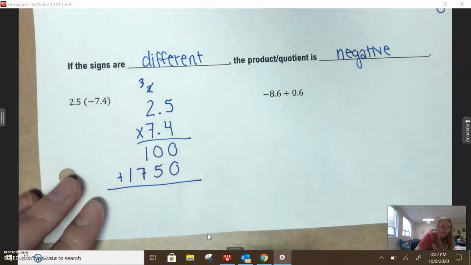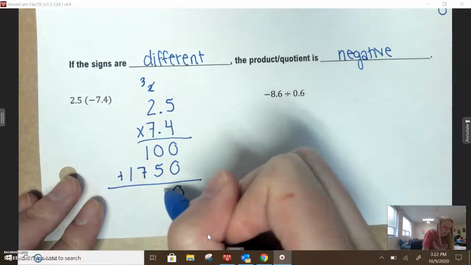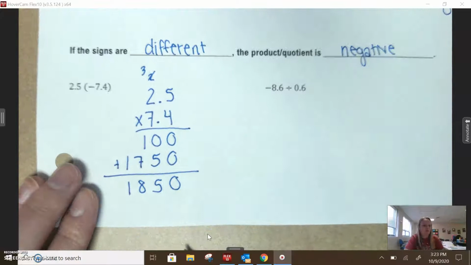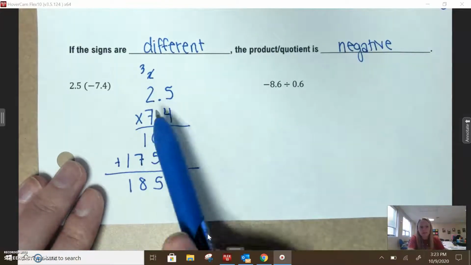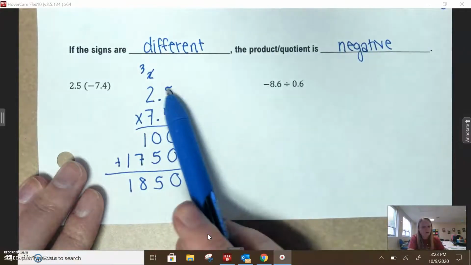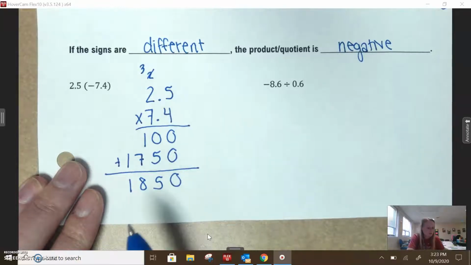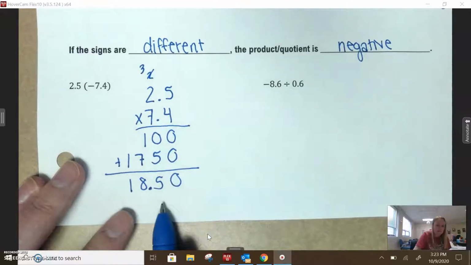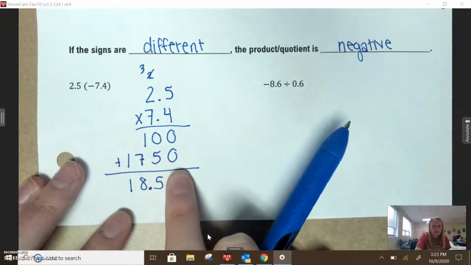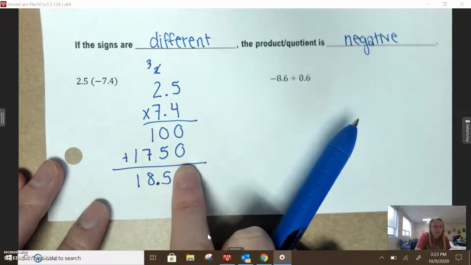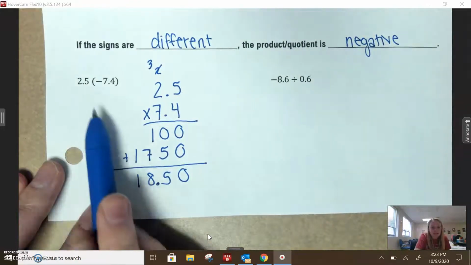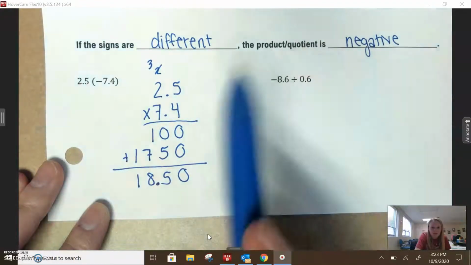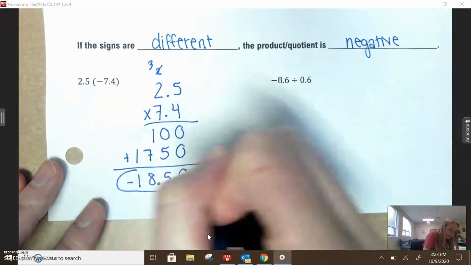Now I just have to add all this up. We have 0, 5, 8, and 1. So if I look back, now I have to decide where that decimal is going to go. I had one place here, one place here. So 2 decimal places total. I need to have 2 decimal places total down here. So I'm going to have 18.50. Technically, I don't really need that 0 because 18.5 would be the same thing. The last thing we have to check is, is it going to be positive or negative? So if I have one of each, I'm going to have a negative product here. Okay?